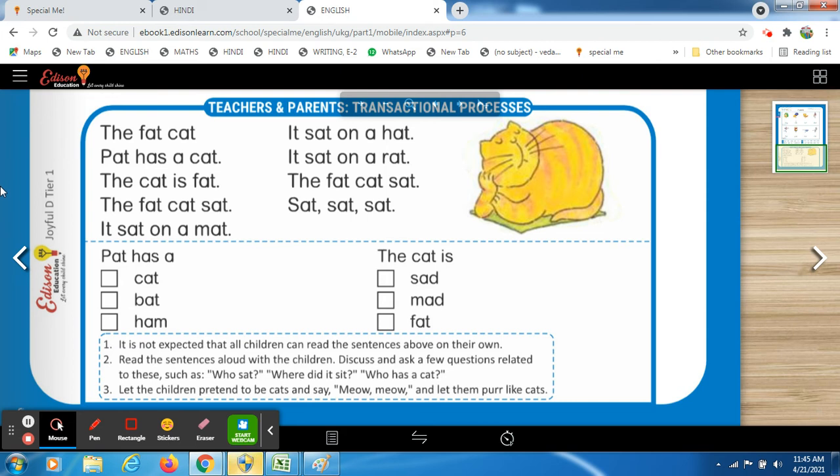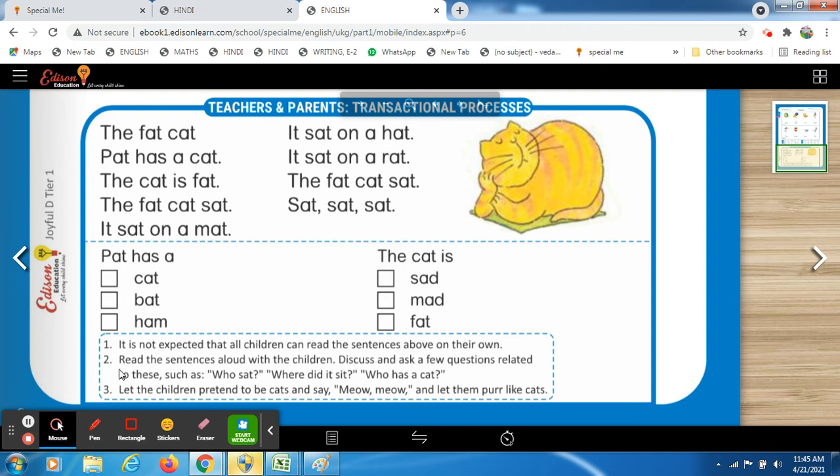So parents, it's a request to you all that you have to help our kids at each step. Okay, when they are reading, you have to be there to guide our kids on how to pronounce that particular word. And if you want my guidance, you can contact me anytime.